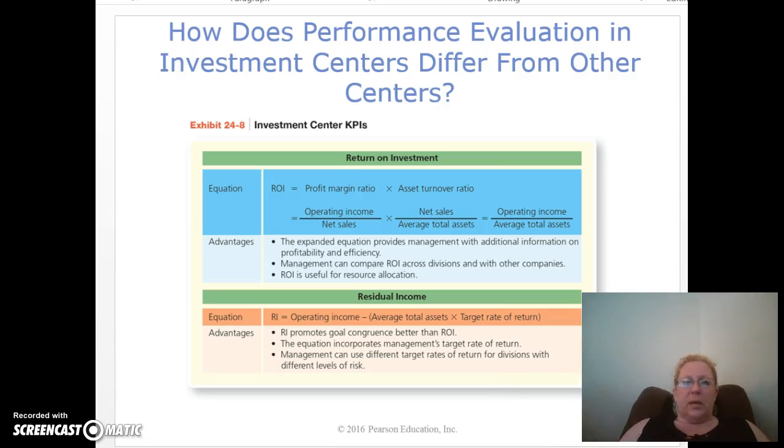And so this slide here, which is Exhibit 24-8, summarizes the KPIs for investment centers. So it goes over the equation and the advantages for ROI and for residual income. This is a good little card to maybe write all of this out on a 3x5 card to use for studying.